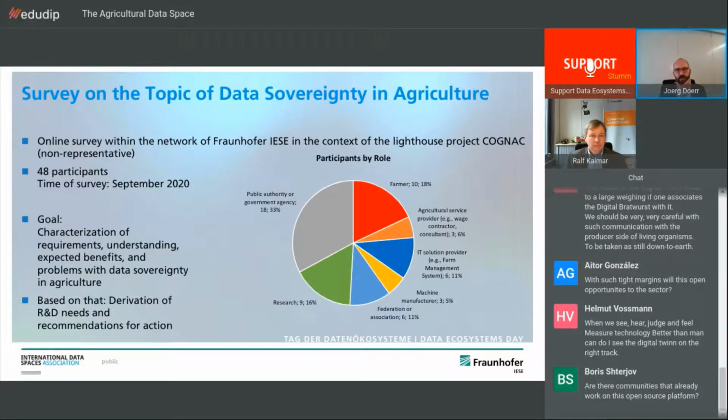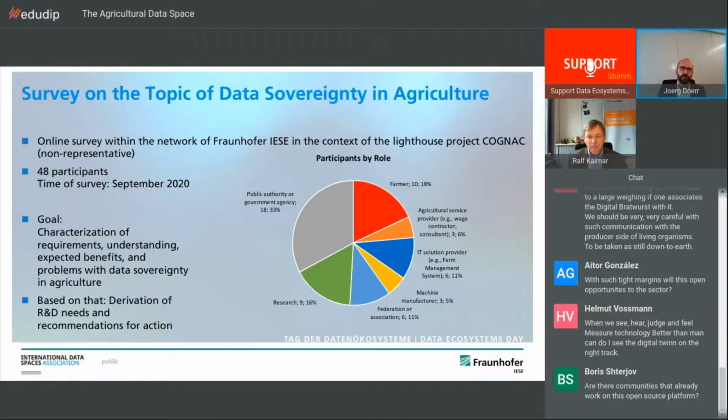We did a survey in our Lighthouse project, COGNAC. It's non-representative, it's only 50 participants, but we wanted to have a focus on the data sovereignty because we learned from other studies, like for example in Bavaria from the LFL, there was a study that the majority of the farmers really care about the data sovereignty. And also as part of the feasibility study of the German Ministry for Agriculture, we learned also that data sovereignty is a big part, and we wanted to understand it much better.